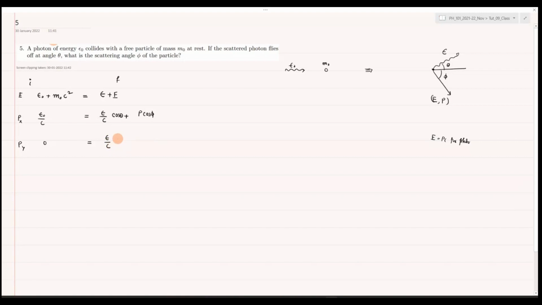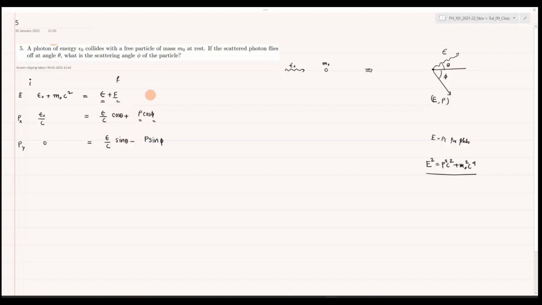Epsilon by c sin theta plus p by minus, right? Minus, actually, yeah, minus P sin phi. So now you see what variables we have introduced: 1, 2, 3, 4. But we have 3 equations. We already know that E and P of this particle will be related as E square is equal to P square C square plus M naught square C power 4. So the fourth equation will come from this. So we have 4 equations, 4 variables, we can solve it, but it's not that easy to solve.